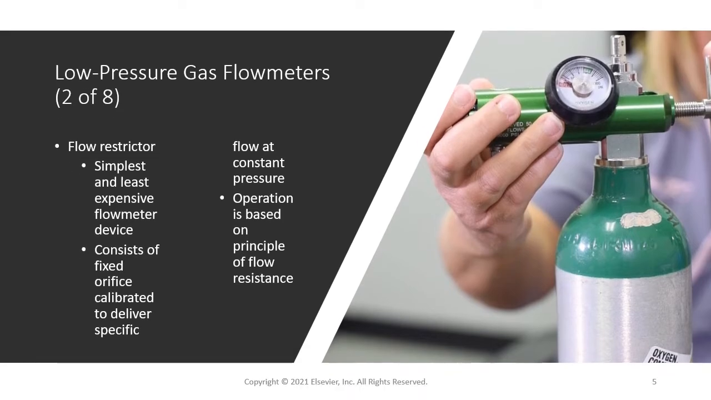A flow restrictor is the simplest and least expensive flow meter device, pictured here. It consists of a fixed orifice calibrated to deliver a specific flow at a constant pressure. Operation is based on the principle of flow resistance.